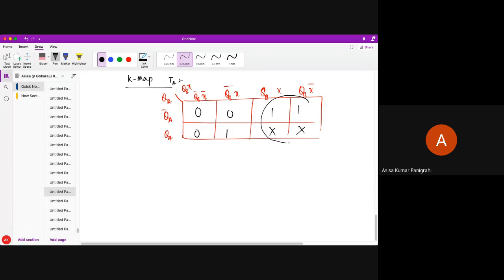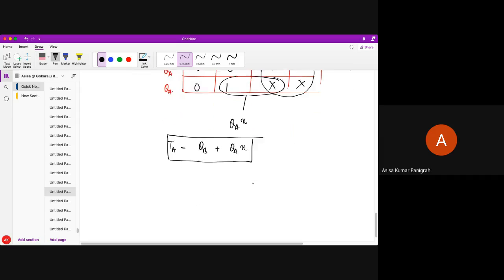Now you can group it. This is one of the groupings I can do, and I can do this one also. So here I will actually get QB. Am I correct? QB, and from here I can get QA X. Yes, correct. So TA will be QB + QA X. Okay, so this is my TA.